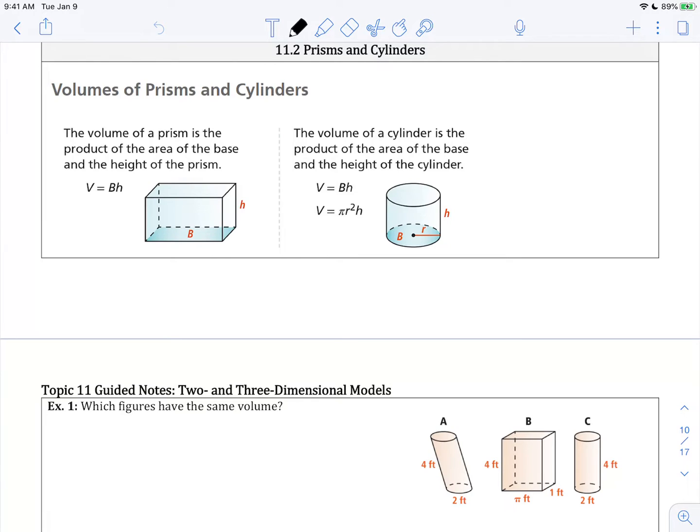Today we're going to get into calculating the volume of prisms and cylinders. So follow along on your document as I work through this one and let me know if you have questions. There'll be some questions embedded in the video, so answer those to the best of your ability and let's get started.